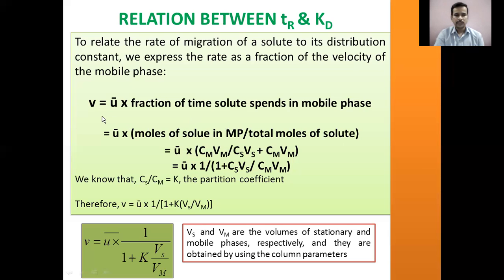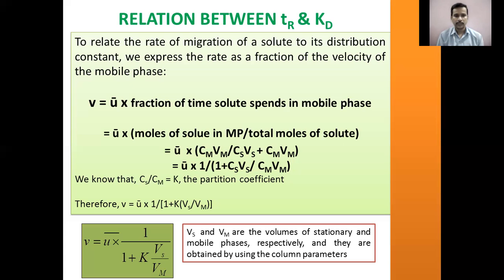So how does this V relate to U bar, the average linear velocity of the species present in the mobile phase, or the linear migration of the mobile phase which is moving through the chromatographic column? You also know that it is denoted by U bar, and U bar can be written as L by Tm, where L is also the length of the column and Tm is the time taken by the mobile phase to reach the detector once the elution process is started.